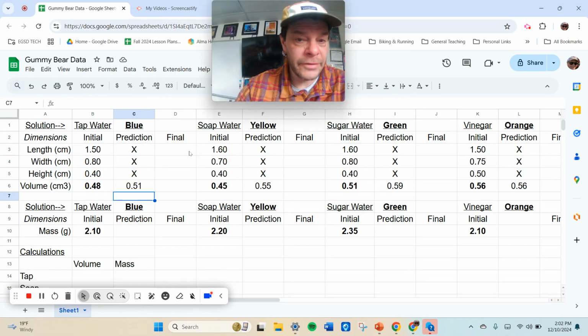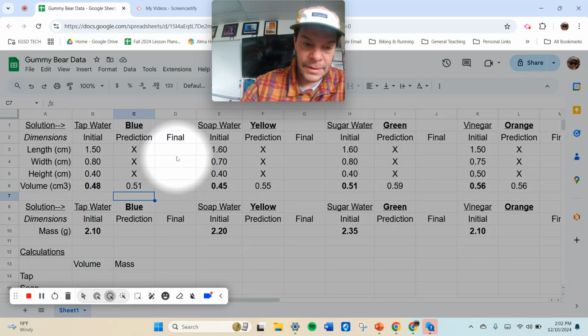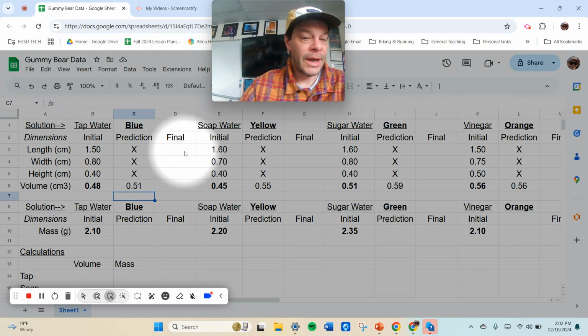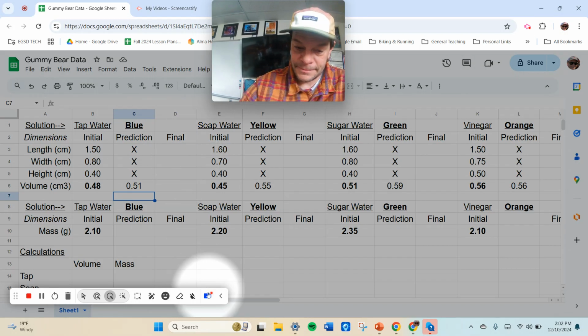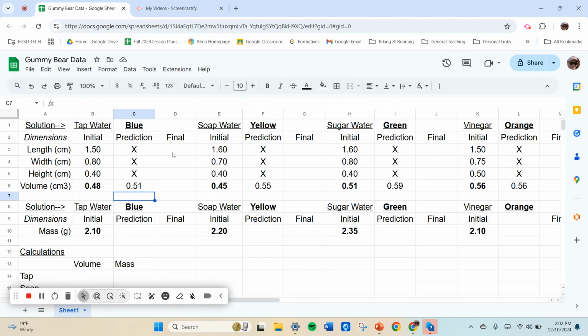The next thing that I want to do is fast forward to day 2. And I'm going to get some measurements to fill in for my final. I'm just making this up. I haven't done the experiment yet, so I'm just going to make up some values. 1.7, 0.9, 0.5. Again, I have to multiply these together.